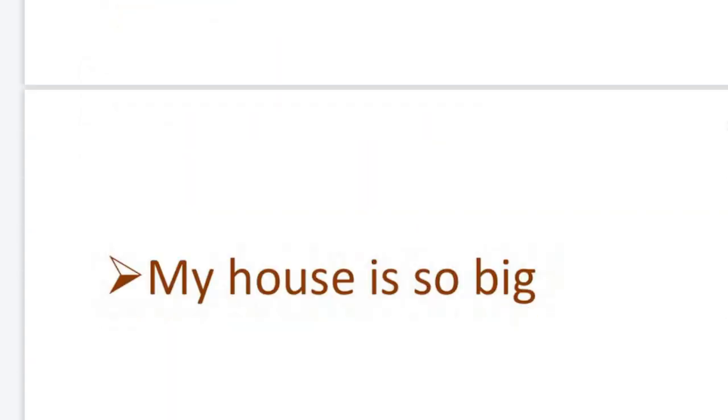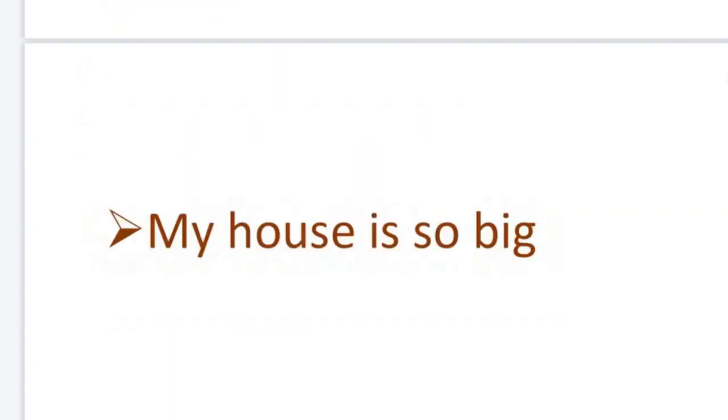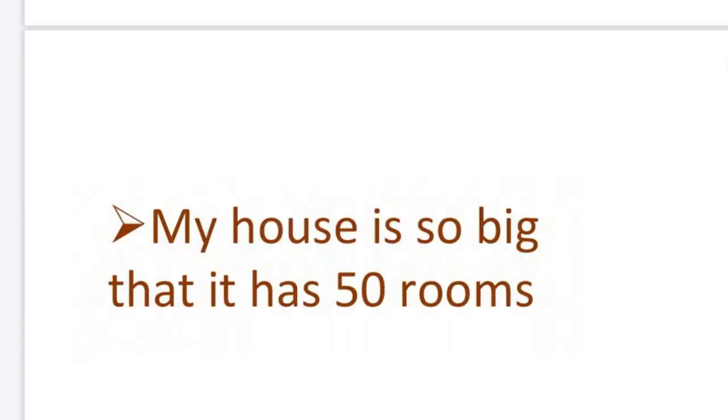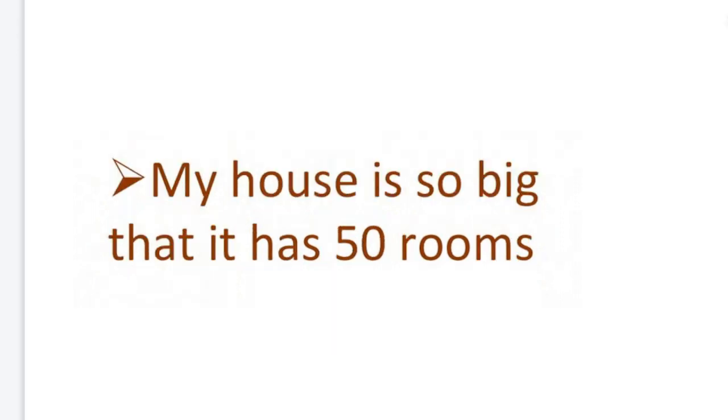My house is so big. Is this sentence correct? No, this is incomplete because so will take that. So for example, my house is so big that it has 50 rooms. My house is so big that it has 5 bathrooms. My house is so big that it has a 100-acre campus. My house is so big that it has a big garden. So you have to fulfill the condition. Similarly with too, you have to fulfill a condition using to. But with very, there is no condition. That is the difference between too, very and so.